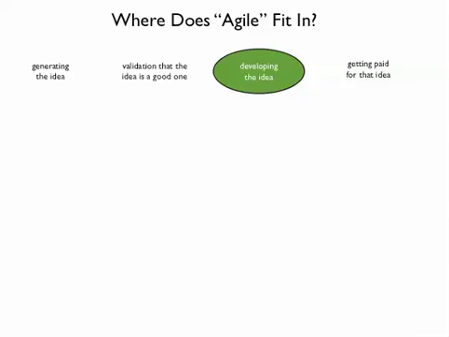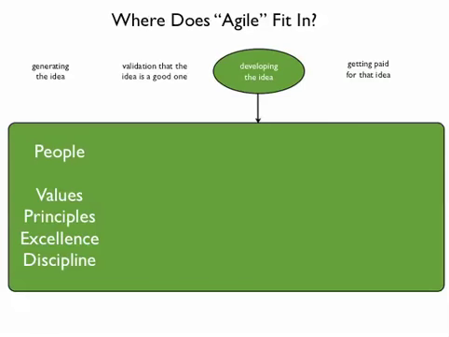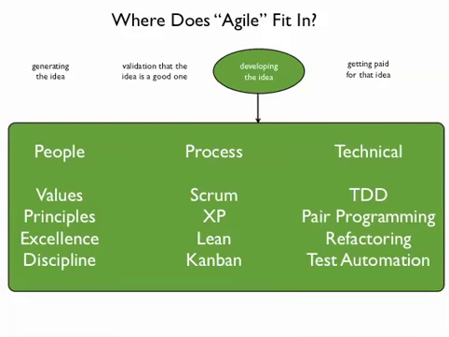Traditionally, Agile fits in the developing the idea part. So Agile traditionally doesn't talk about idea generation or validating that it's a good idea or even about getting paid for that idea. It's focused on developing that idea. And it's generally comprised of three components. There's the people component, the process component, and the technical component.